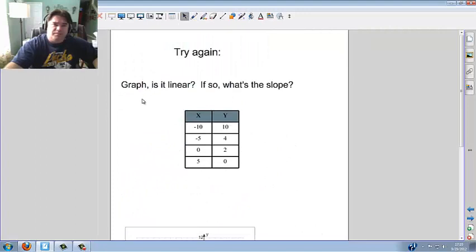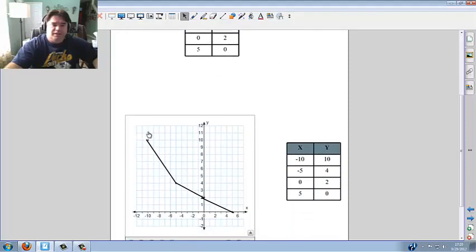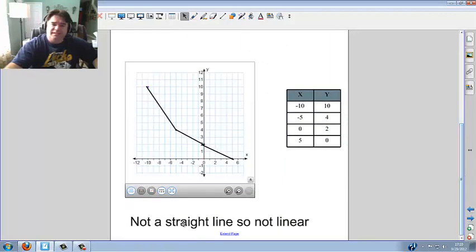Now you try again. Graph. Is it linear? If so, what's the slope? So we'll go ahead and try to graph it. As you can see, it's close, but not quite a straight line. So in this case, it's not a straight line, so it's not linear. It is a function because every x only has one y.